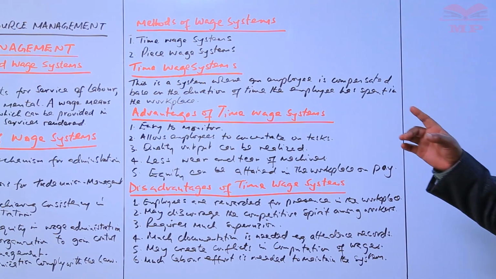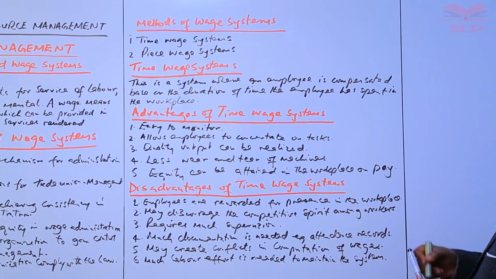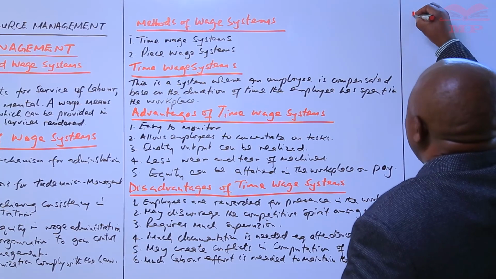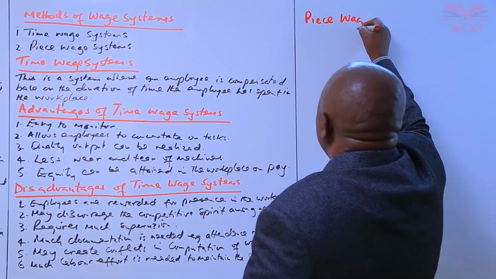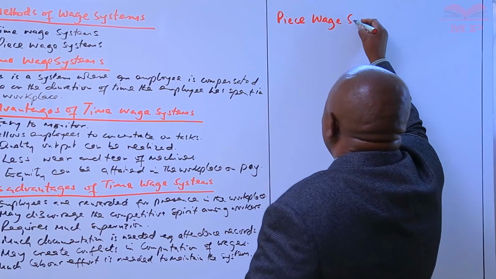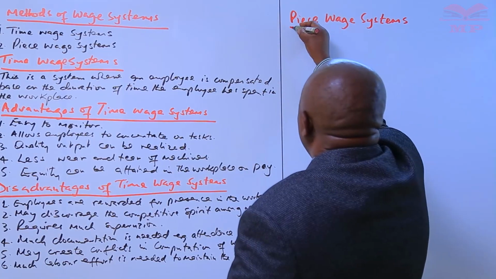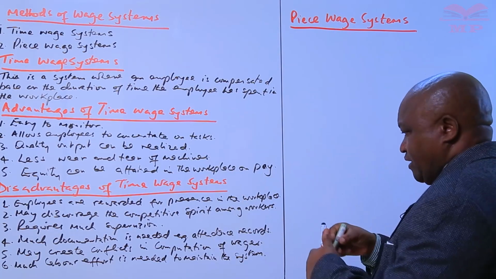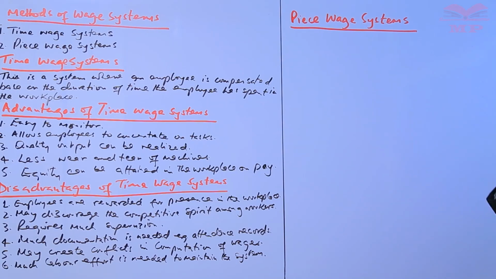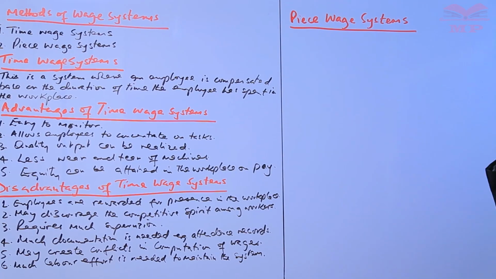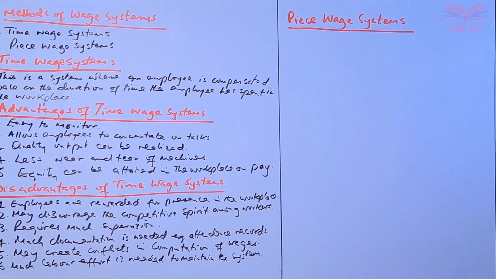Now, how about piece wage systems? Piece wage systems. Now, when it comes to piece wage systems, dear learner, the way the word suggests, in piece wage systems, employees are paid based on their output.